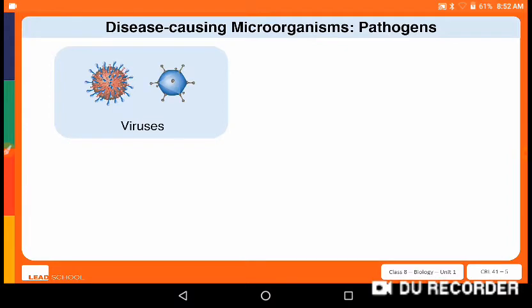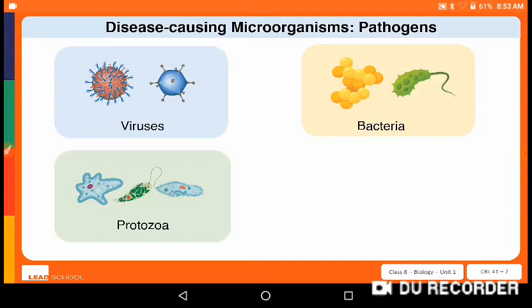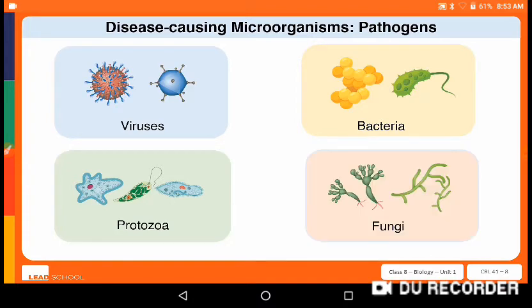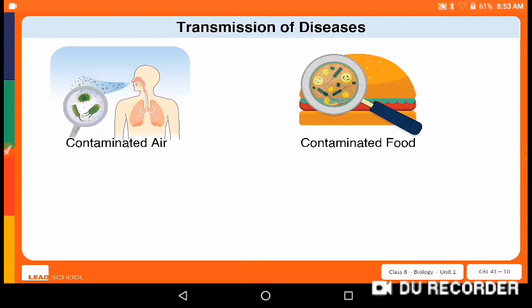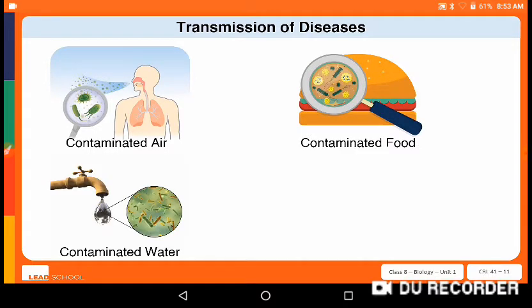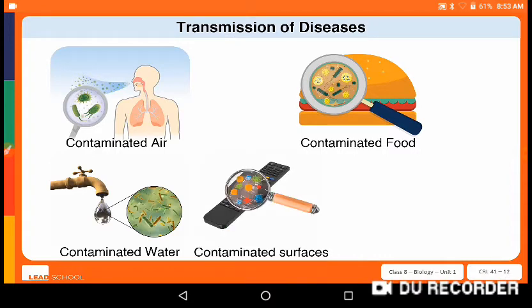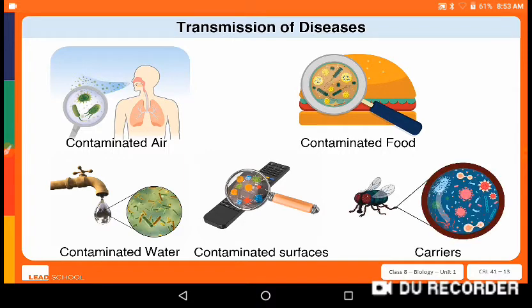Pathogens may be viruses, bacteria, protozoa, or fungi. Pathogens can enter our bodies when we breathe contaminated air, eat contaminated food, drink contaminated water, touch contaminated surfaces, or through physical contact, or through a carrier that carries pathogens.